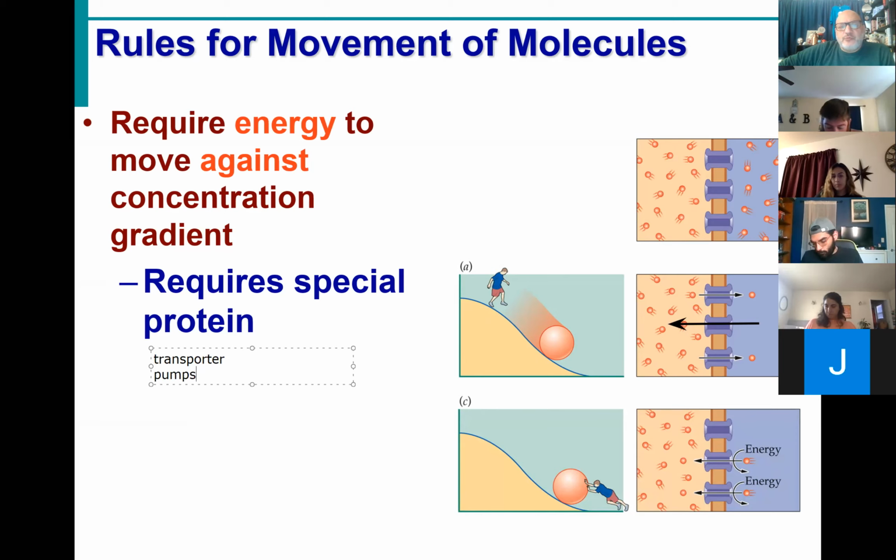So it's going to require a special protein. It's going to require the use of energy. And again, remember, when we use and talk about energy in the cell, we are talking about ATP. We're going to need to use a special protein, a special transporter or pump that will take that energy and push that ball back up the hill, move that molecule against its concentration gradient.